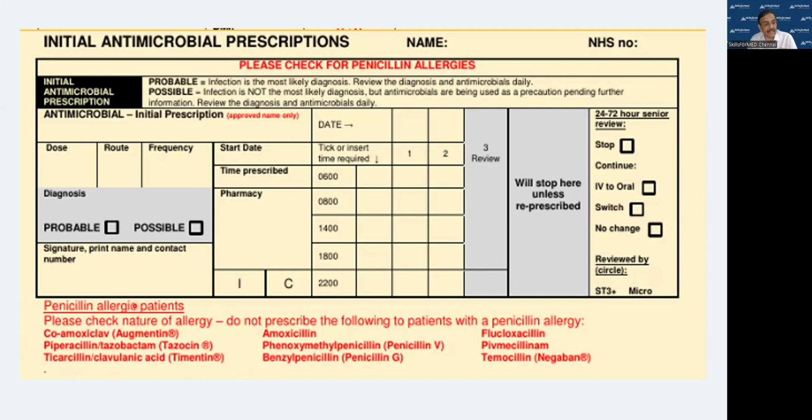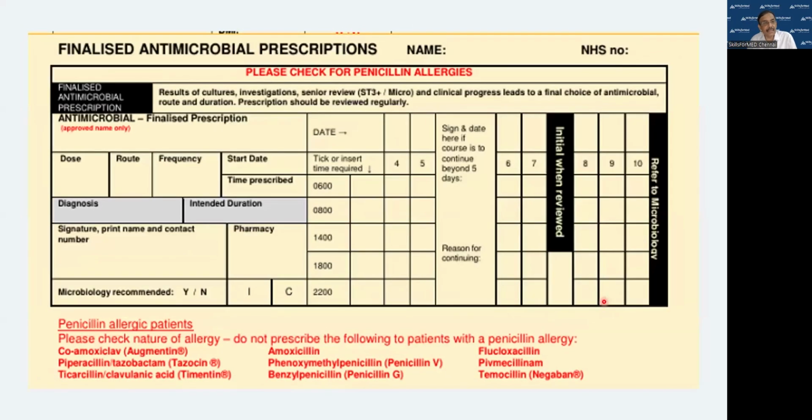And here is a clear instruction about, if the patient is allergic to penicillin, what drugs they should avoid giving. So these errors also will not happen. You can see penicillin allergy is printed in red, and the similar information is printed in red also. So this is for initiation. Once you initiate, and suppose at the end of 2 days there is no indication for antibiotic, it will be stopped. If it is to be continued, then it will be continued in the finalized prescription.